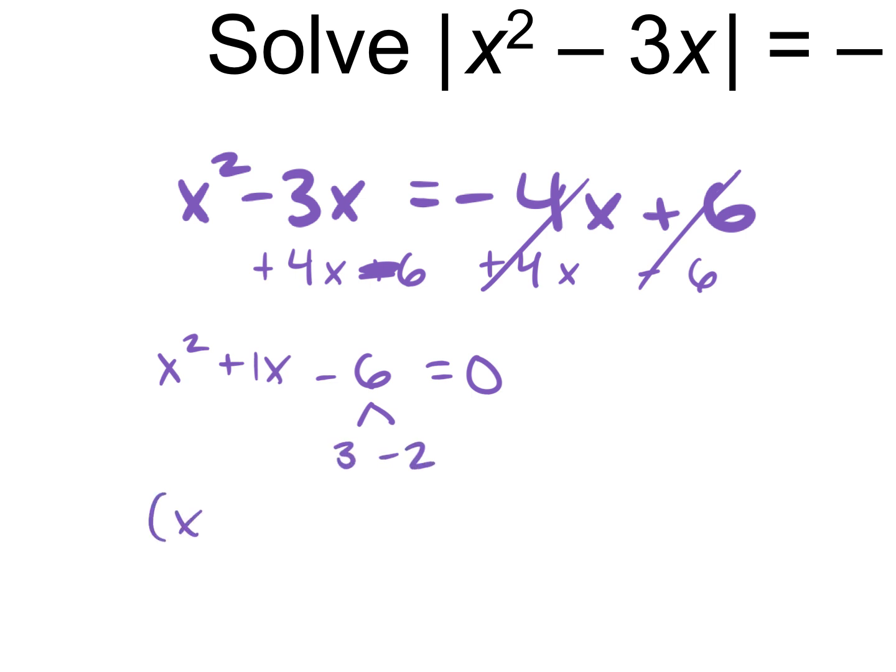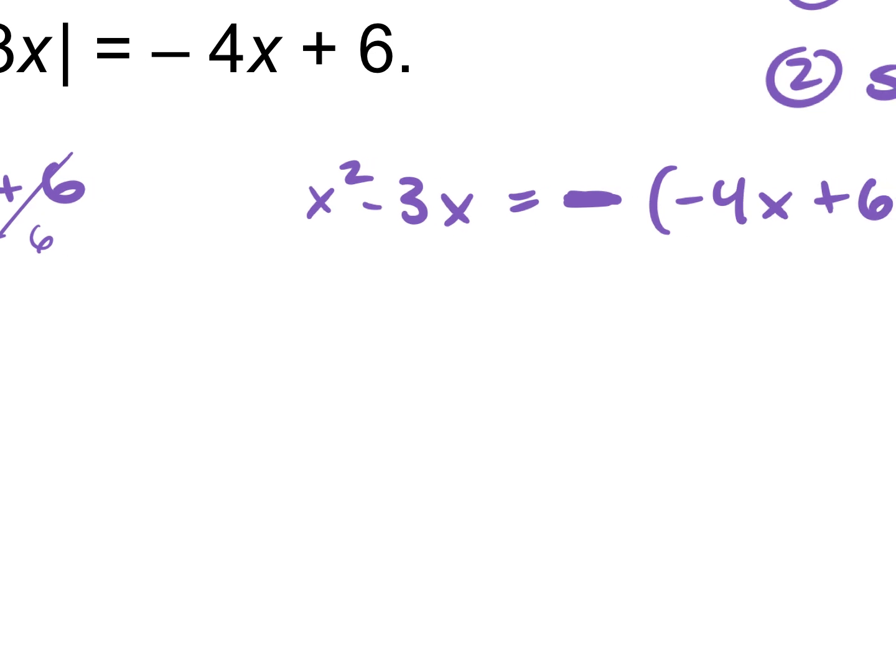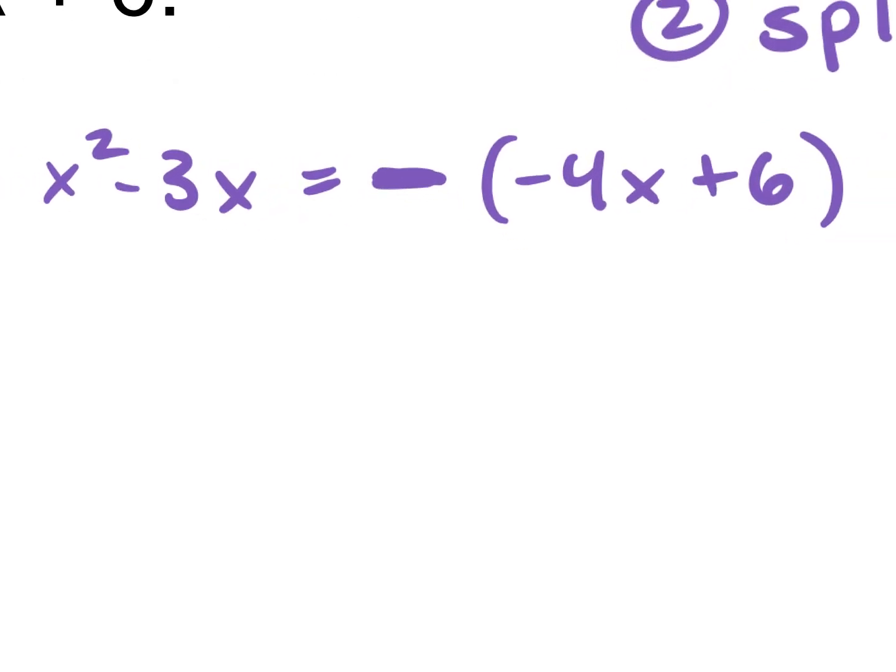So x plus 3 and x minus 2 equals 0. What does x equal? Negative 3 and positive 2. We're going to want to check these at the end, but we'll come back to it. Let's find our other answers for the second part of it after we split it.